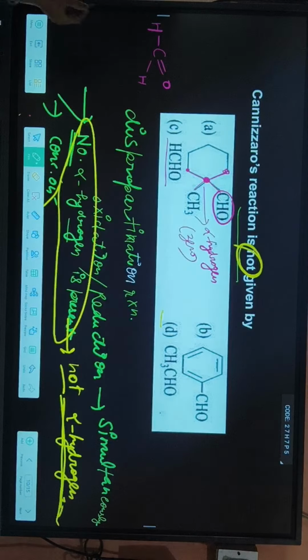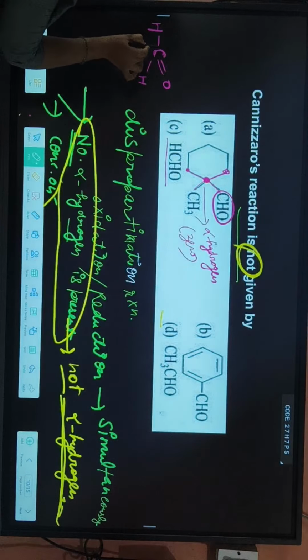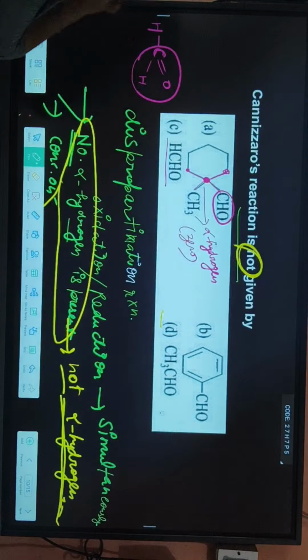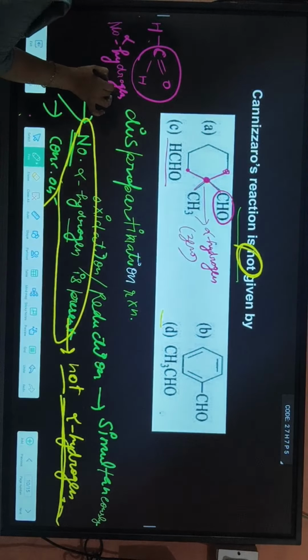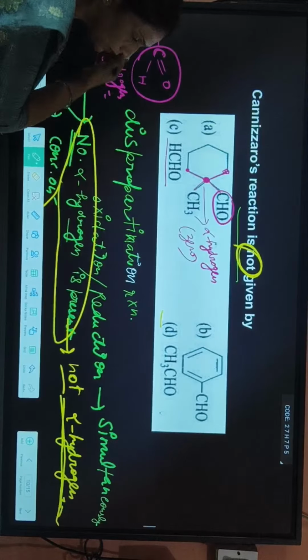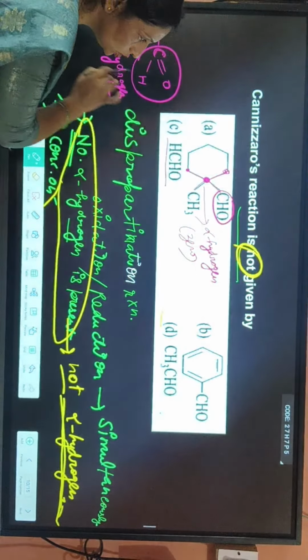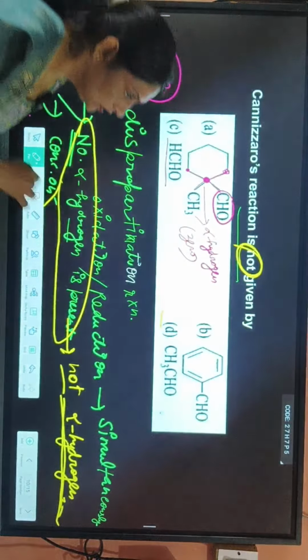Okay, student, here this one is the group, so no alpha carbon is there. If no alpha carbon means no alpha hydrogen. No alpha hydrogen here. So if no alpha hydrogen is present there, it also shows the Cannizzaro reaction.